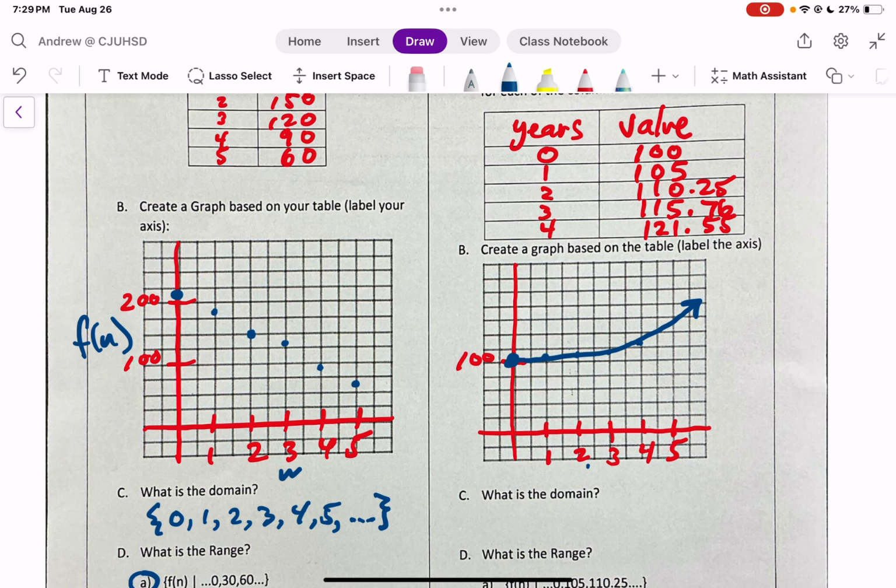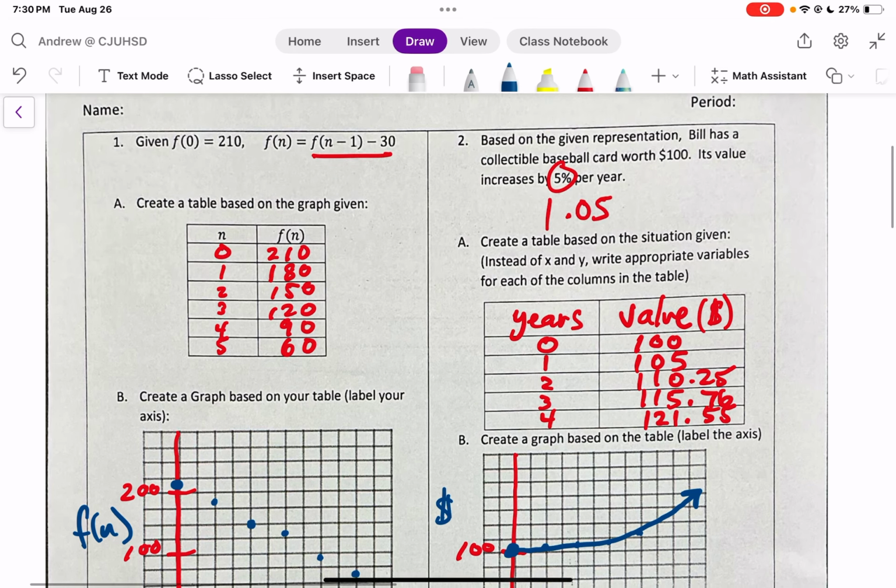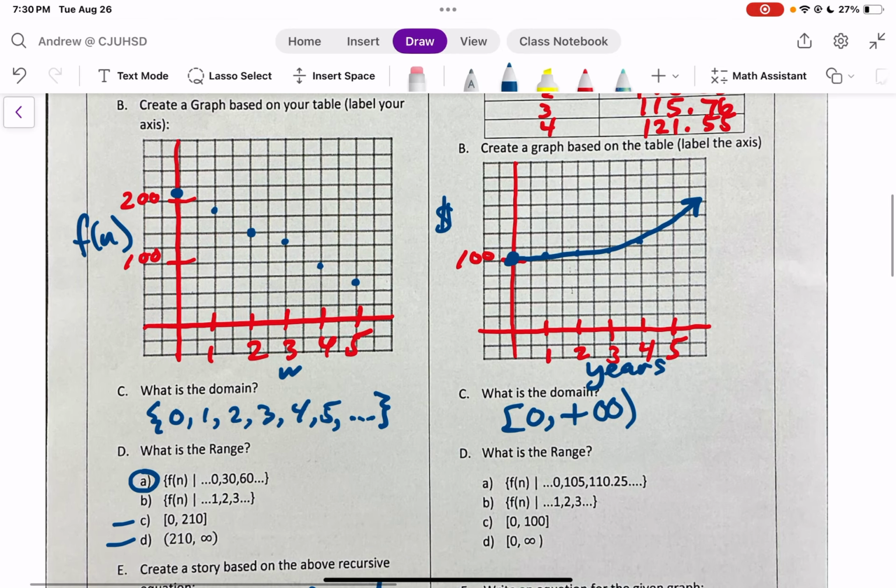And so the x-axis would be years, and the y-axis can be in dollars, because that value was in dollars. The domain is everything after 0. So 0 to infinity, although I don't think this baseball card will last forever. And then let's see, the range that would go with that couldn't be A or B, because those ones are discrete. It does start at 100 and go up.